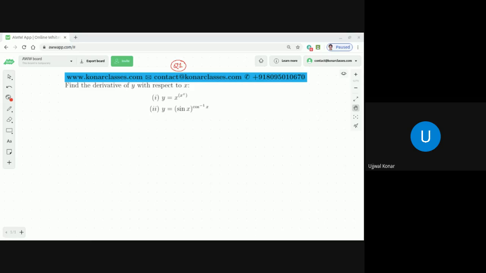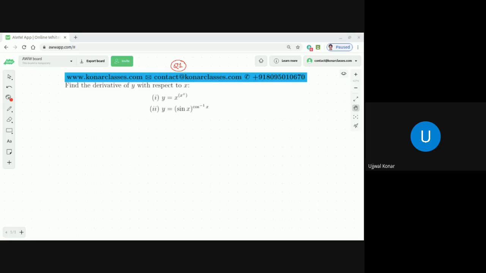Sagnik, what is your answer? So I tried doing with the formula for u to the power v. After a certain step I couldn't do it. Yeah, I do understand. You can use the formula d/dx of u power v, where u is x and v is x power x, right? Yes, sir. And Divansu? So I did the same thing as Gurman. I took the n x to the power n minus 1 formula. Okay, we can use that one also. We'll see both the approaches.